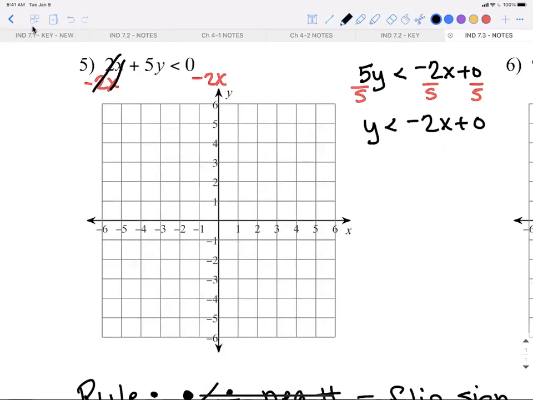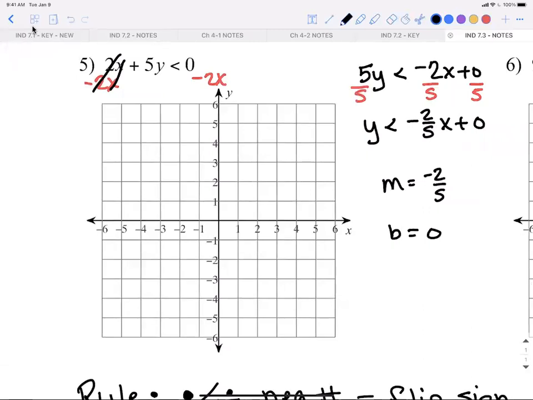What did I do? Oh, yep. I saw some questionable faces, so I figured I did something. There we go. Negative 2/5. I forgot my dividing by 5. All right, so now my m is negative 2/5, my b is 0.